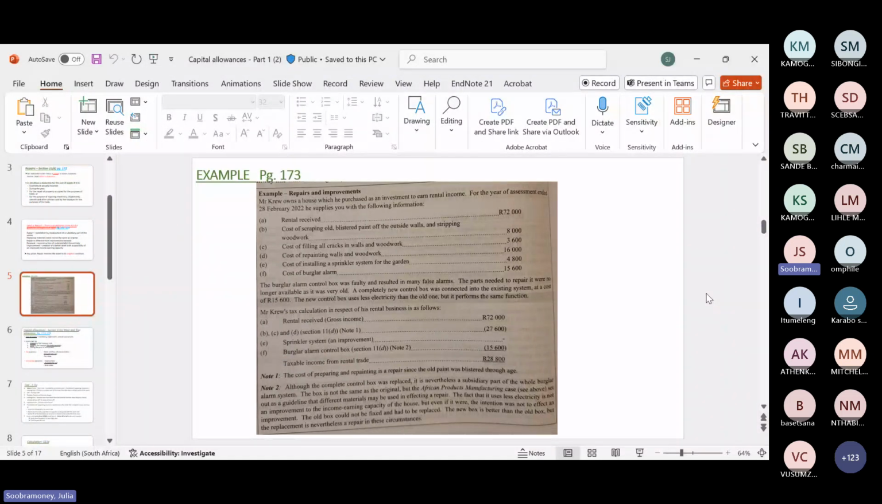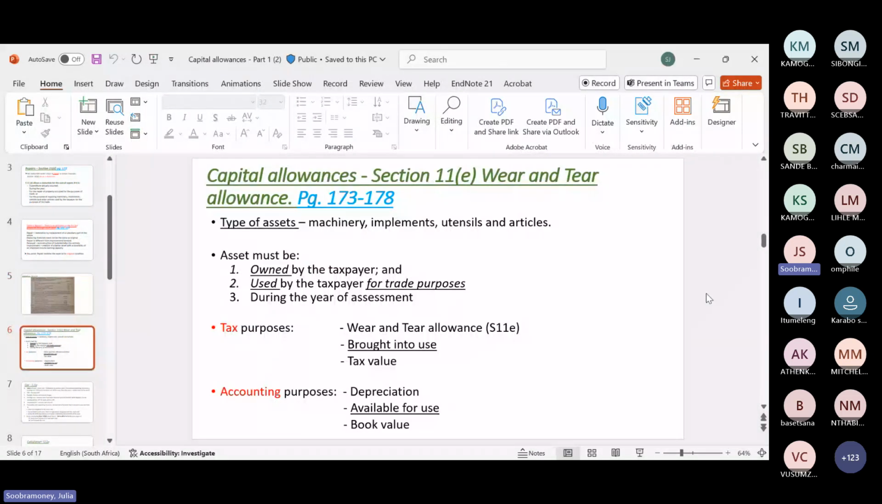Okay, so now we're going to start looking at our assets. Today we're going to cover 2 assets, and then after recess, we'll do the next assets. The first one is capital allowances, section 11E, wear and tear allowance. So we call this section 11E. I think by the end of today, you're going to know section 11E and section 12C. You will automatically know those ones.